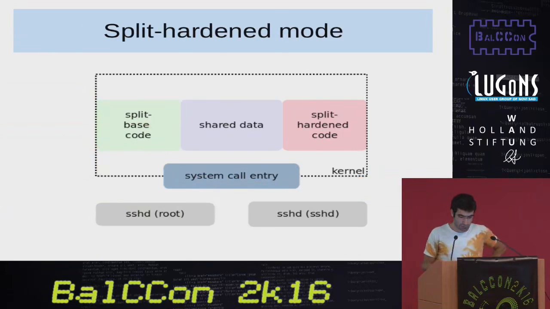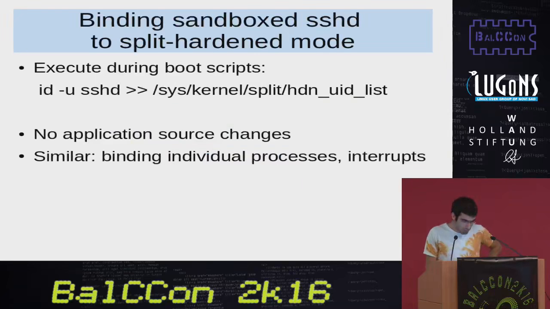In split hardened mode, it gets more interesting. So first, I'll show how we actually do this. For instance, during boot scripts, you could add the UID of SSHD into a list of UIDs that need to be run into hardened mode. So whenever the kernel detects basically a set UID to this UID, it will be put into hardened mode, right? And this means that we don't need to change anything about the way SSHD currently works. We can just use it as it is, and this will work perfectly fine.